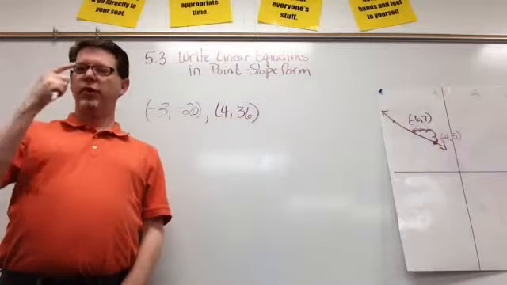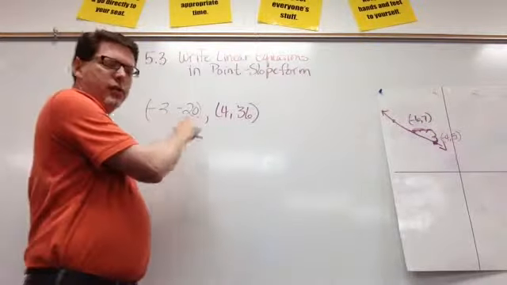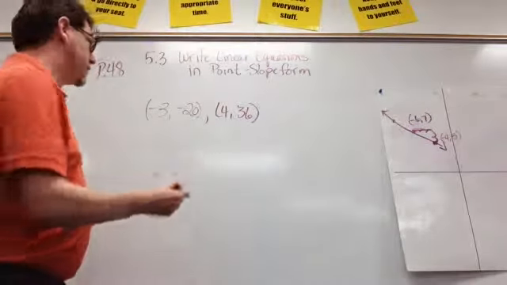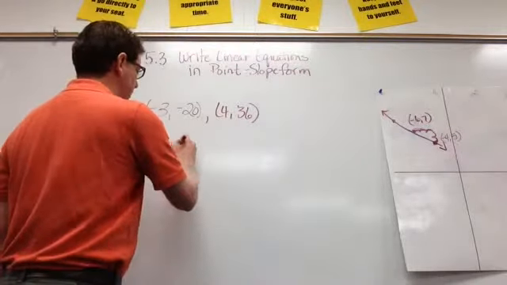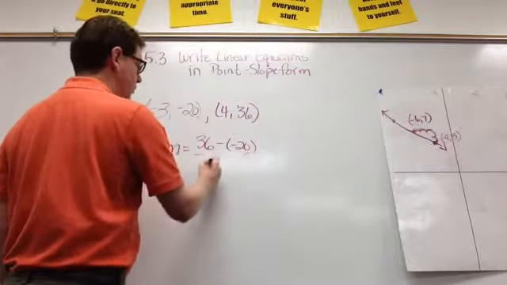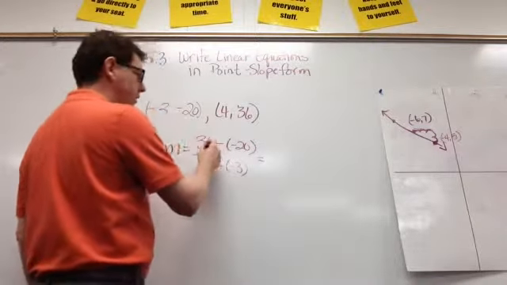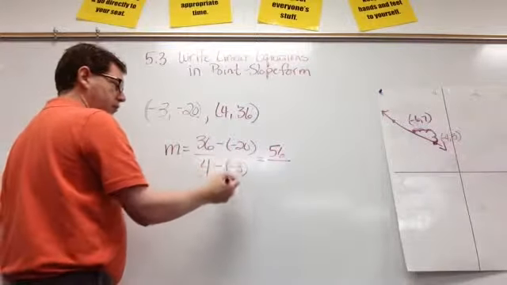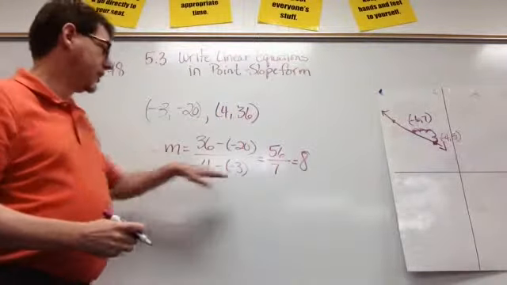For the last example, we're given 2 points, and I need to find the equation of the line that passes through both of these points in point-slope form. So the first thing I have to do is find the slope. So I'm going to do y2 minus y1 over x2 minus x1. So I'm going to start with m equals 36 minus negative 20 over 4 minus negative 3. And that's 36 plus 20, which is 56, over 4 minus negative 3, which is 4 plus 3, 7, which equals 8. So the slope of my line is 8.